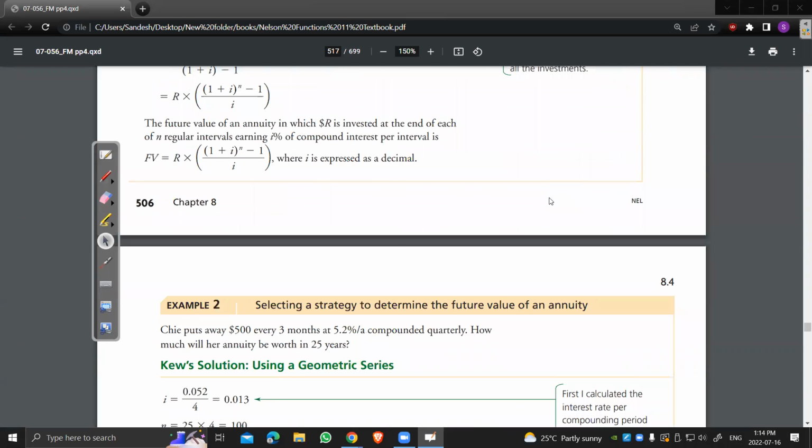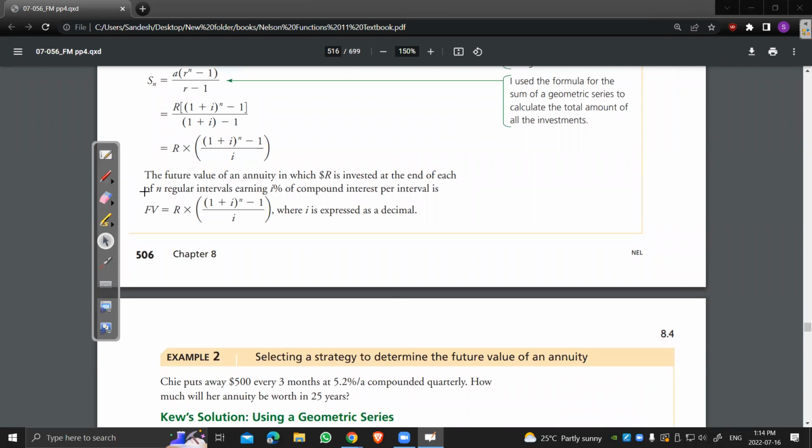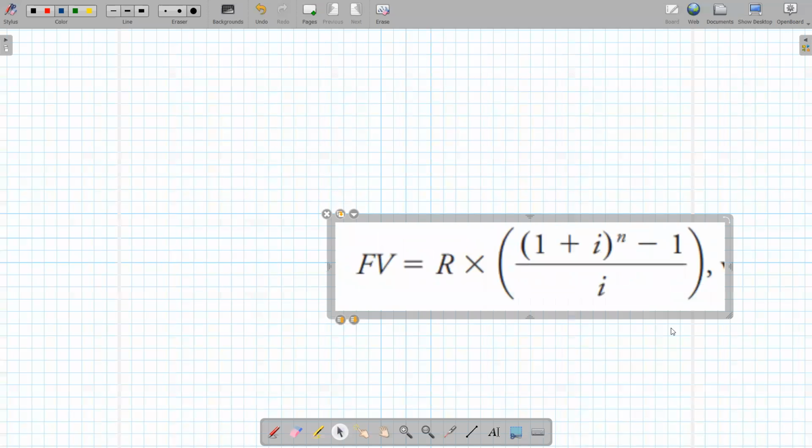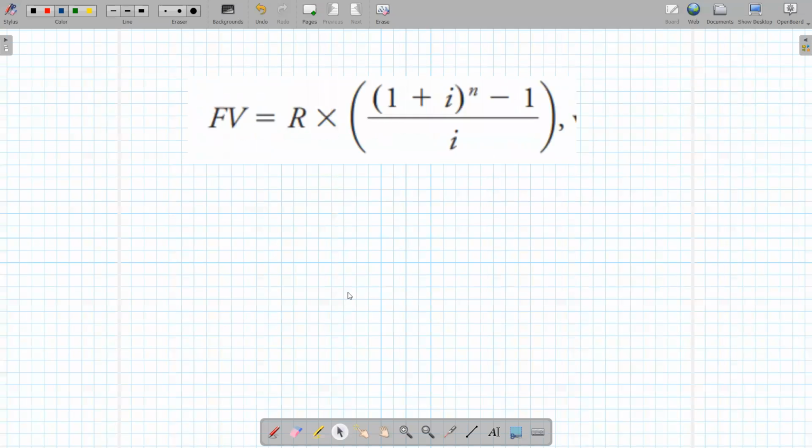There's a formula for this one. FV stands for future value. R is going to be your periodic payments, I is just the interest rate, and N is the time. And again, just like compound interest, it depends on how often it's compounded, so monthly, yearly, daily, you have to take that into account.